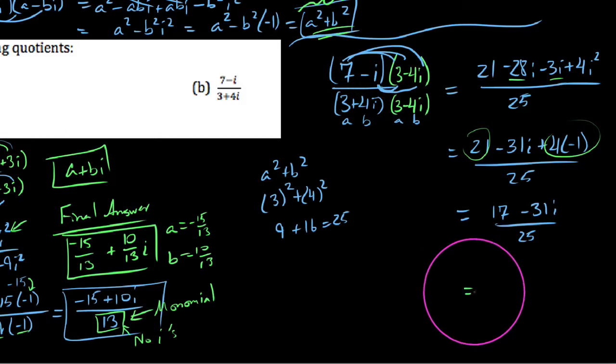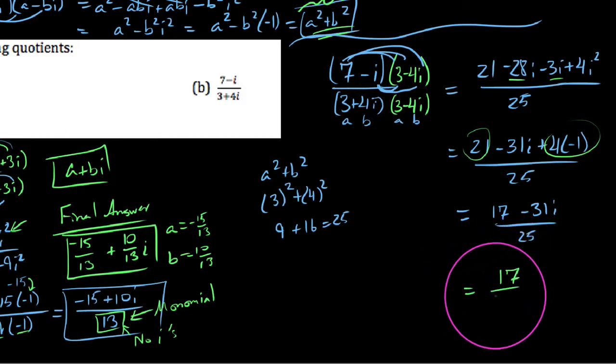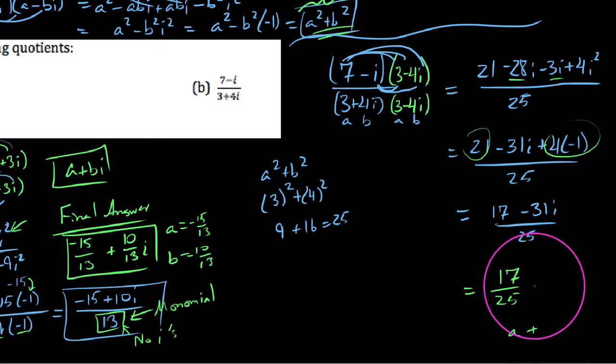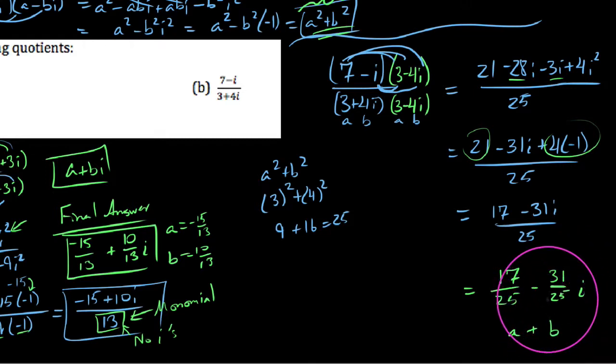Then our final answer is going to be where we split this up. We say 17/25. This is our a part of our complex answer. Minus 31/25 i. Okay? So this is our b part of our answer. Cool.